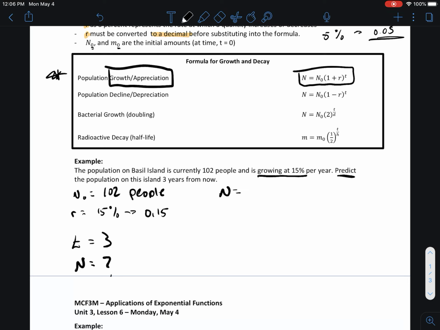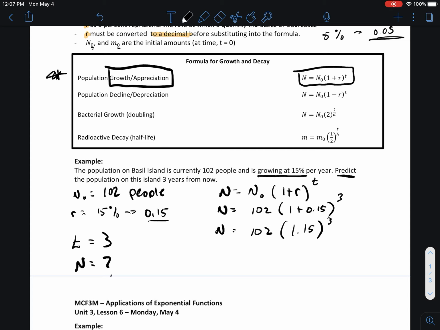Okay, I'm going to delete all this stuff just to clean it up. Okay. So I'm going to go to this equation and I'm going to select it and I'm just going to write it down. And then all I'm going to do from here is plug in what I know. Okay, so I'm just going to go N is equal to N naught, which we said was 102, multiplied by 1 plus R, which was 0.15, and then the T value is 3.